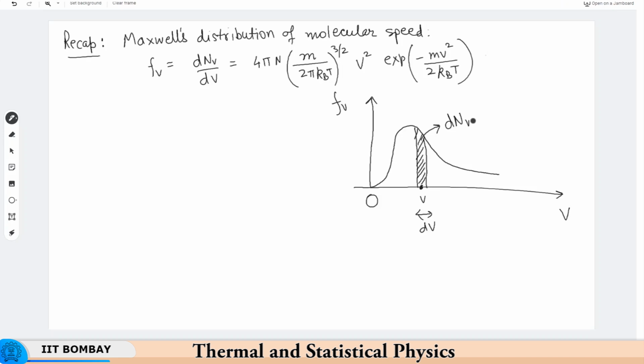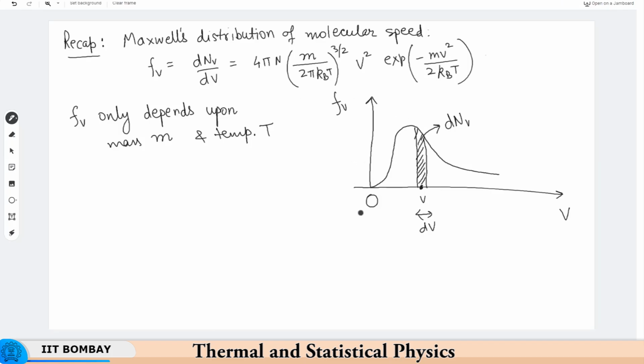Another important thing to pay attention to here is that f of v only depends upon mass m and temperature T, right. So, these are the only properties of the gas that go into this expression. One is the mass of the gas molecule and the other is the temperature of the gas, right. And in fact, we can learn more from this expression.